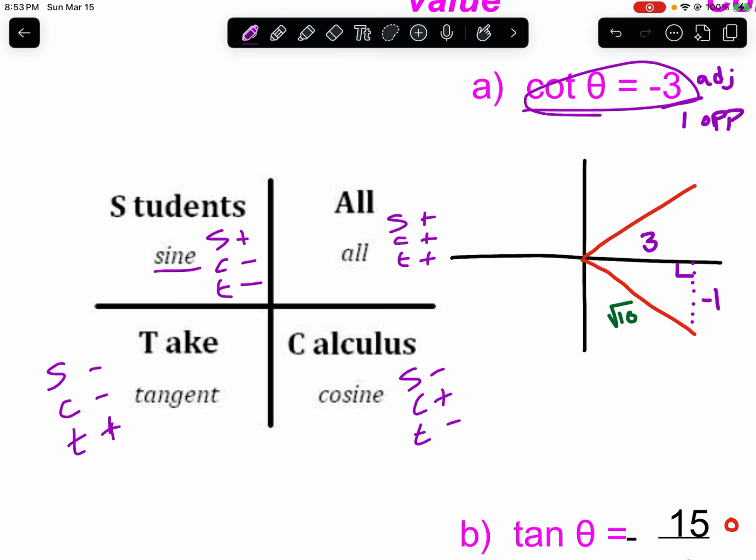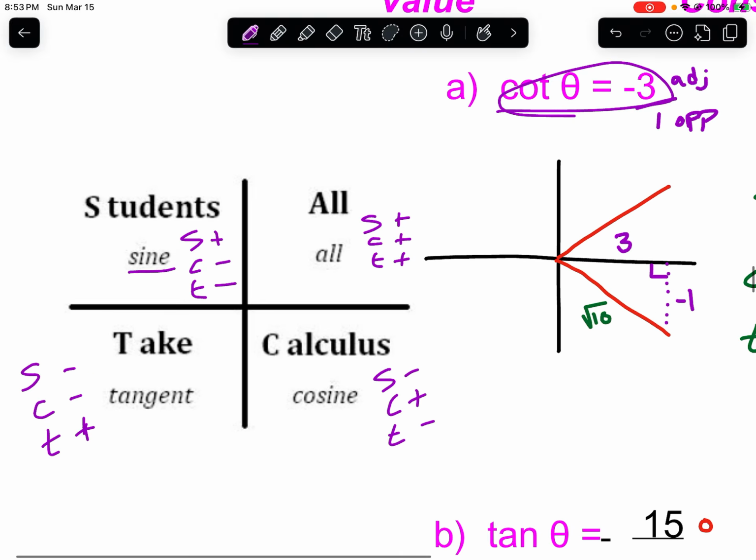So All Students Take Calculus is a mnemonic device to help people remember in which quadrant which trig function is positive or negative. More specifically, which ones are positive. In quadrant 1, they're all positive. Quadrant 2, Students starts with S, sine starts with S, so sine is the one that's positive. Take starts with a T, so in quadrant 3, tangent is positive, and Calculus starts with a C, so cosine is the positive one.